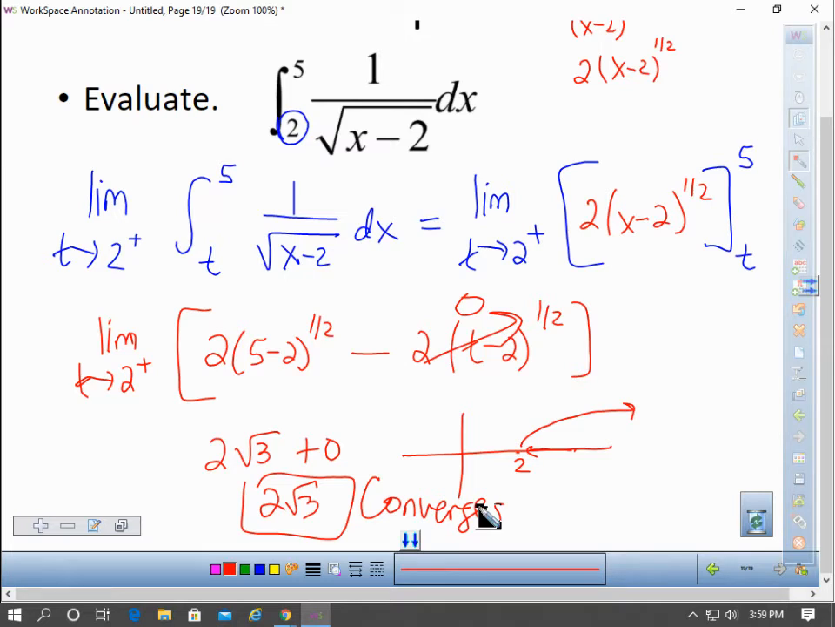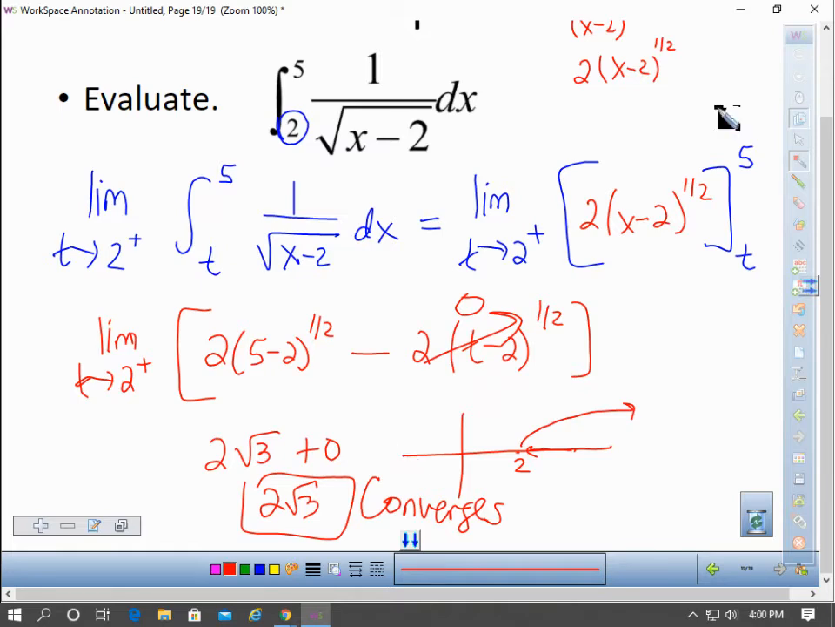All right. So again, we just replaced the 2, because that's where the hiccup was, with a t. We did our limit and approached 2 from the right since it's the left side of the interval. We did the antiderivative, then we did the fundamental theorem, and then we just evaluated and saw if we get an answer or not.